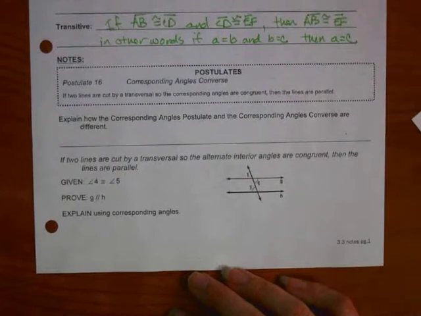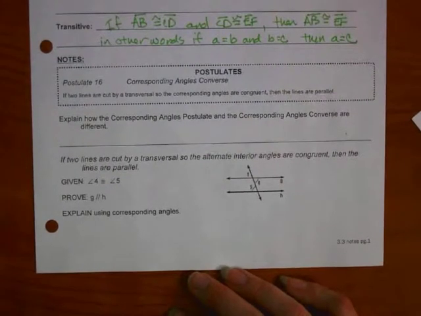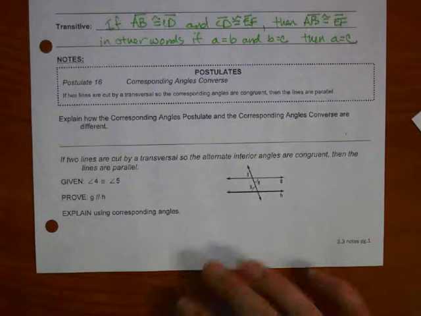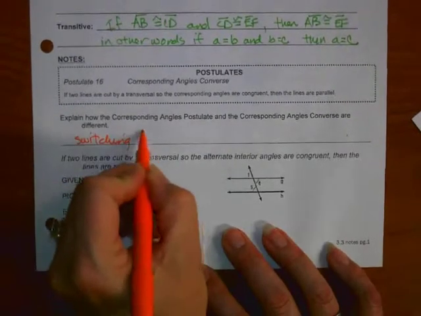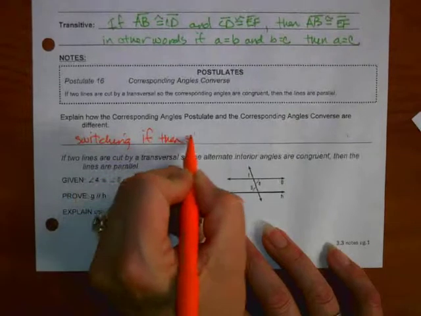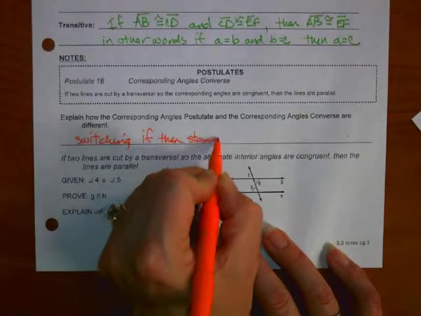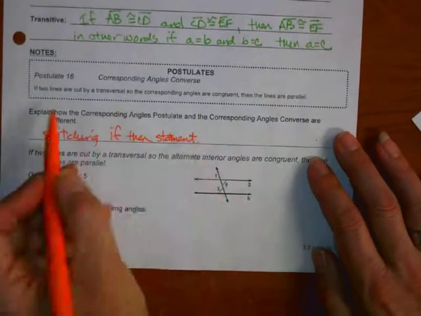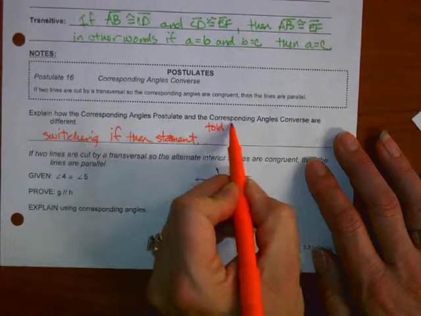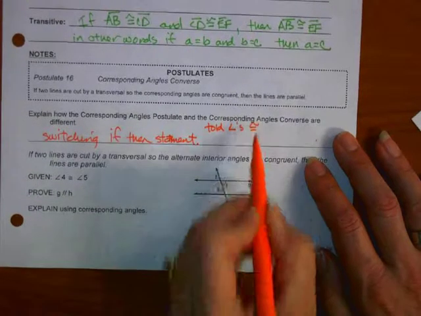Right, you're right. That was the difference, right? So basically, instead of telling us that the lines are parallel, they're telling us that the corresponding angles are congruent. Basically what they're doing is switching the if-then statement. Can't spell. We're told the angles are congruent.